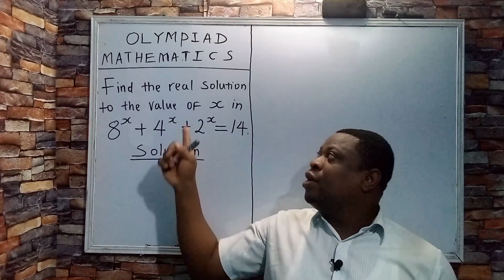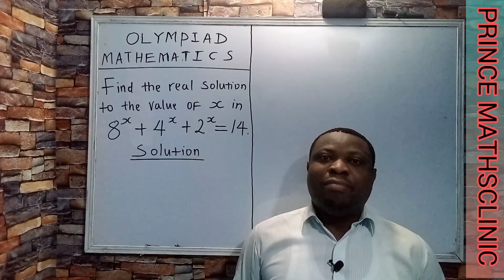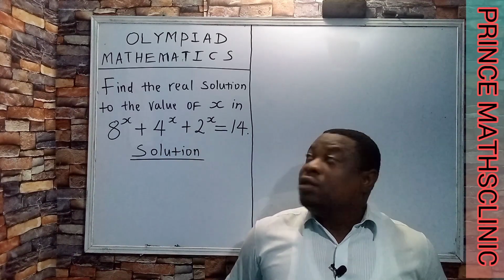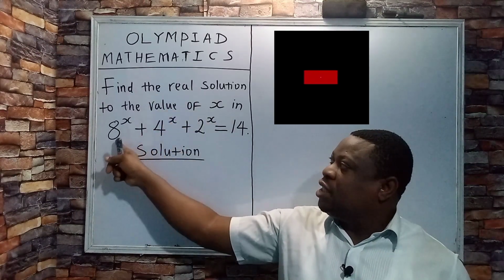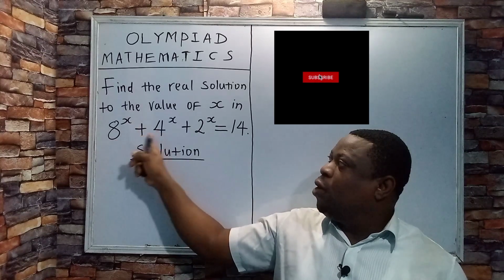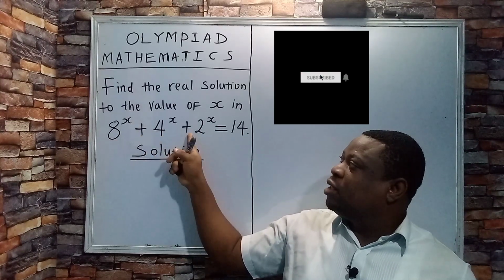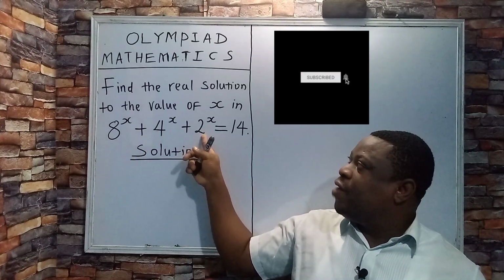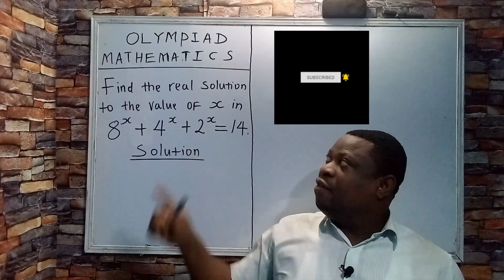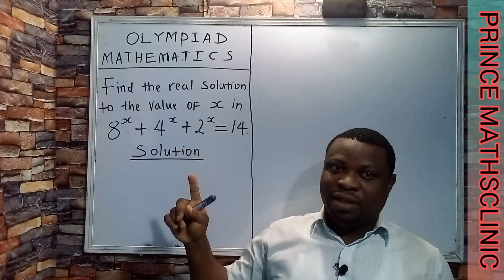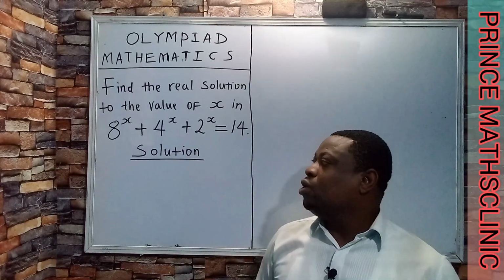Here we have a very interesting Olympiad maths question, and we're asked to find the real solution to the value of x in 8 to the power of x plus 4 to the power of x plus 2 to the power of x equal to 14. We want to find the real value of x. Let's go right into the question.